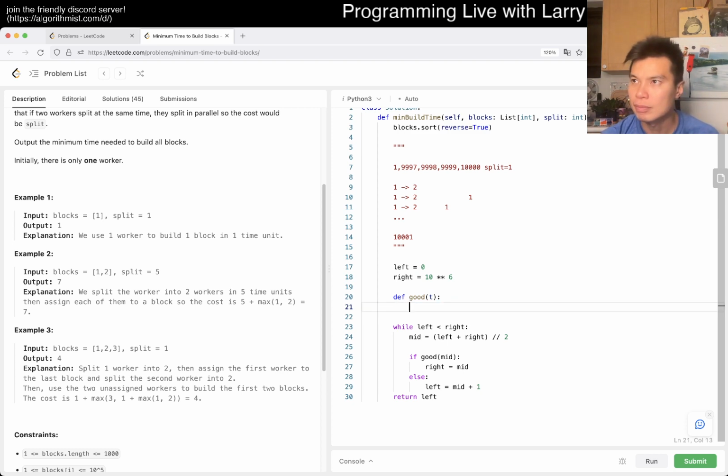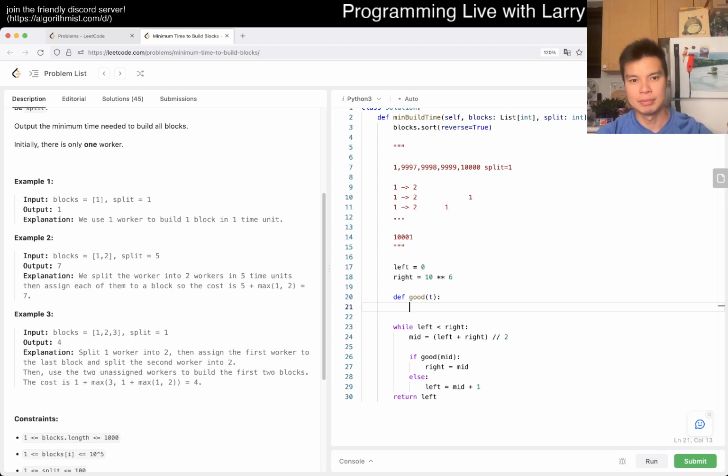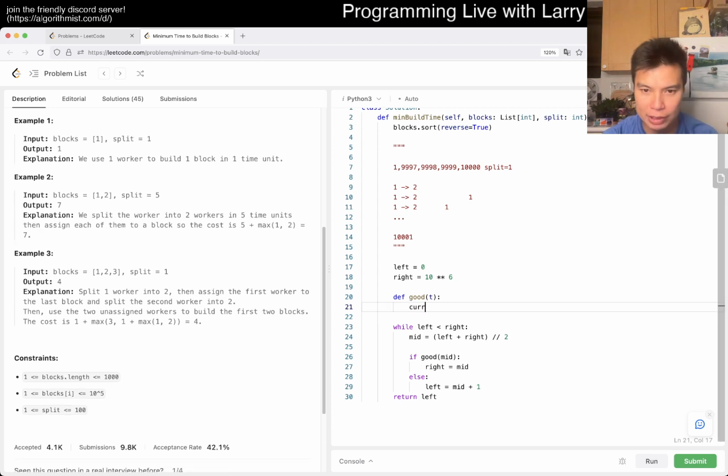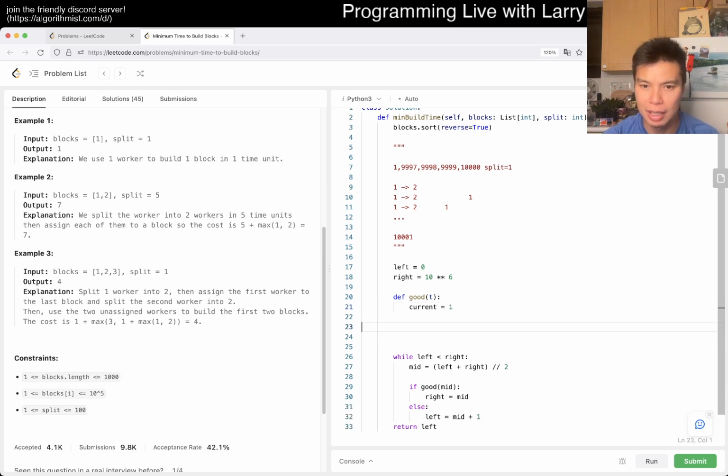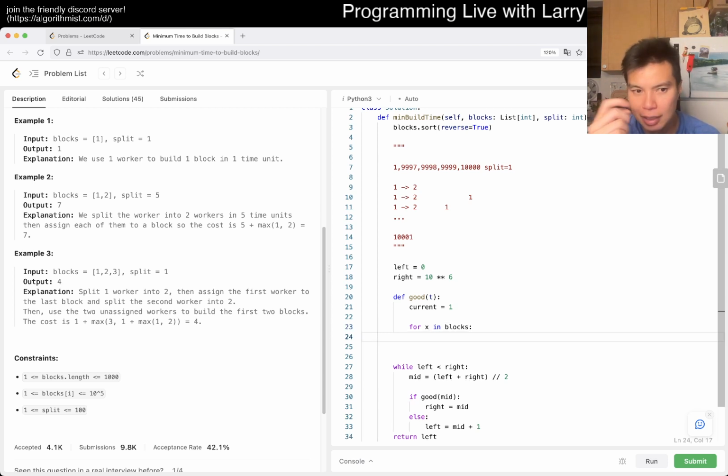So it is 10 to the 5th. What does that mean? Let's say we start with one worker, right? And then for block in blocks, let's call it X. For X in blocks, what does this mean?